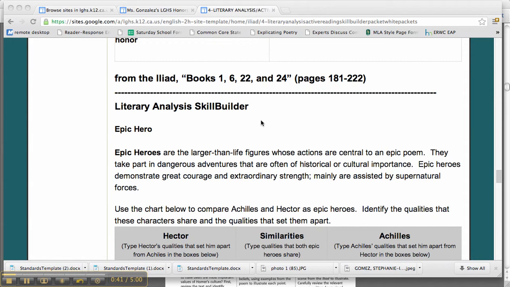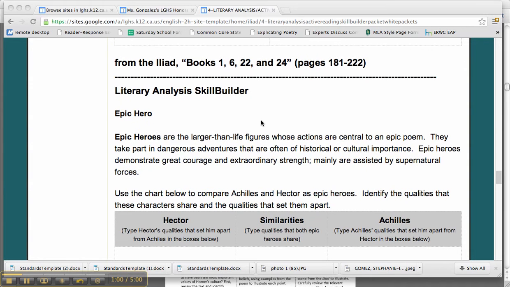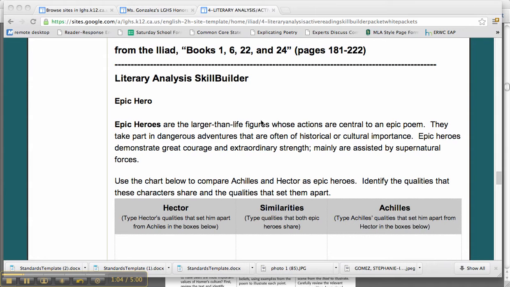Epic heroes are larger-than-life figures whose actions are central to an epic poem. They take part in dangerous adventures that are often of historical or cultural importance. Epic heroes demonstrate great courage and extraordinary strength, and are mainly assisted by supernatural forces like the gods, for instance. Use the chart below to compare Achilles and Hector as epic heroes. Identify the qualities that these characters share and the qualities that set them apart.